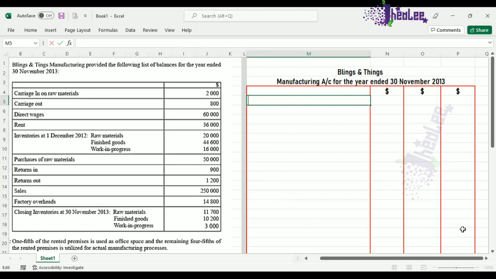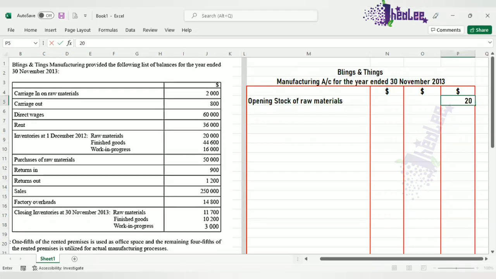So our first thing is to enter opening stock of raw materials. And from the question, our opening stock of raw material is 20,000. Our next step is to add purchases.